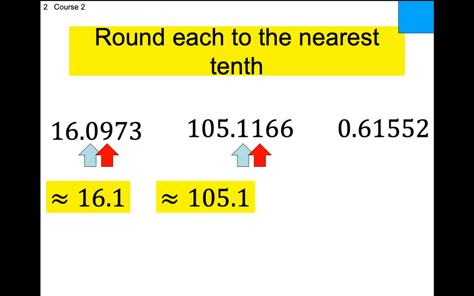And then number 3, Christian. 0.6. What's the significant digit? Okay, the 6. We look to the right, it's a 1, therefore it's not 5 or more, so we do nothing, we just erase all the digits. So, right. All right, we got this? Yes. Sure.